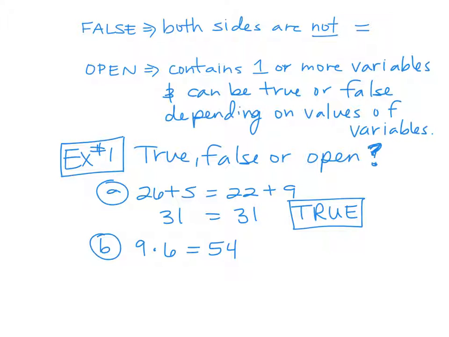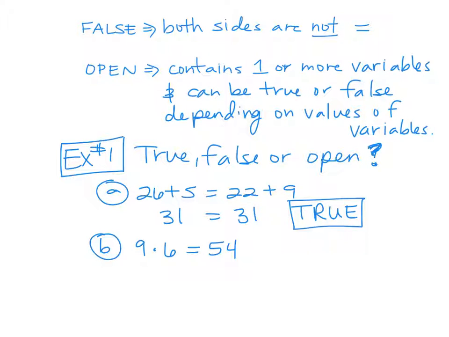9 times 5 is 45. 9 times 6 is 54. 9 times 7 is 63. 9 times 8 is 72. 9 times 9 is 81. Right? Does that make sense? It's a good little trick.